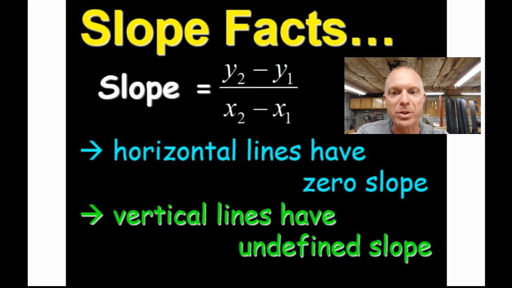We also have horizontal lines. Of course, a horizontal line has zero slope, but a vertical line has undefined slope. Remember that if you have a vertical line, your denominator would be 0. And of course, that's a mathematical no-no.